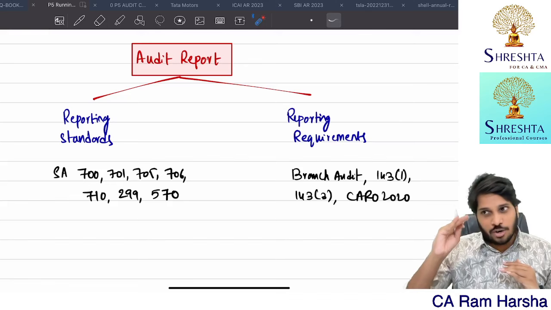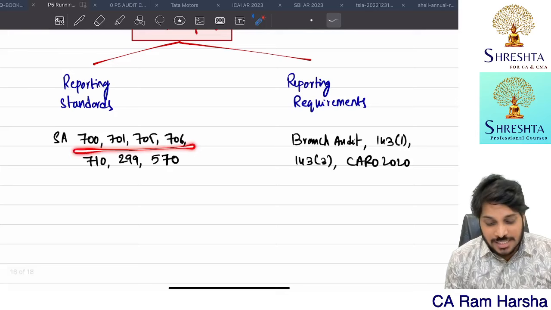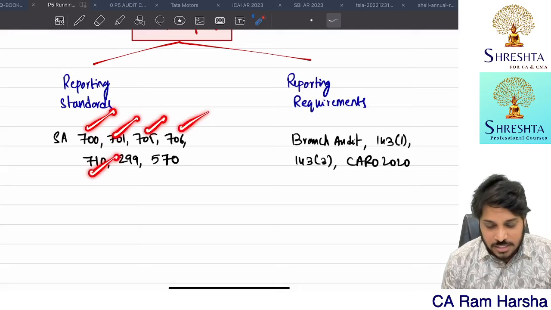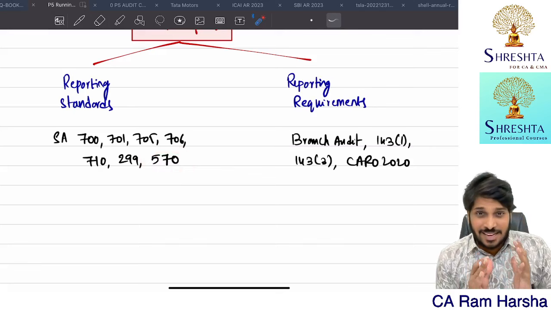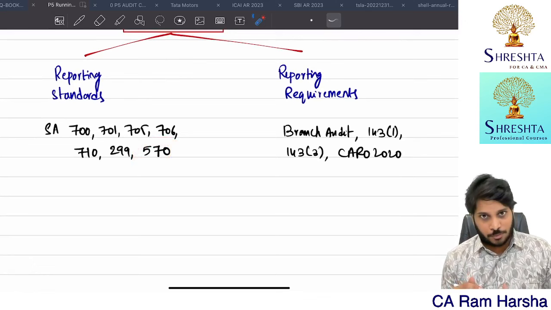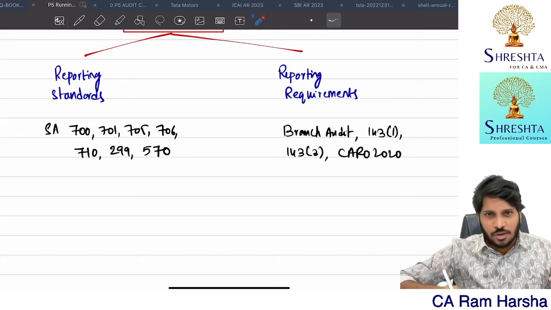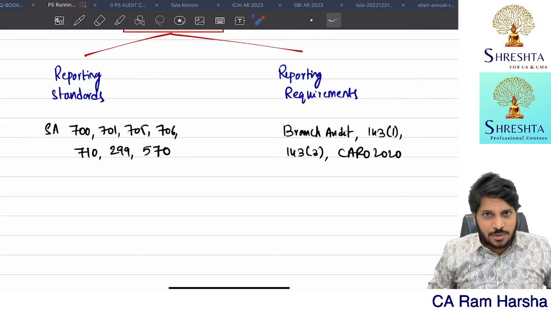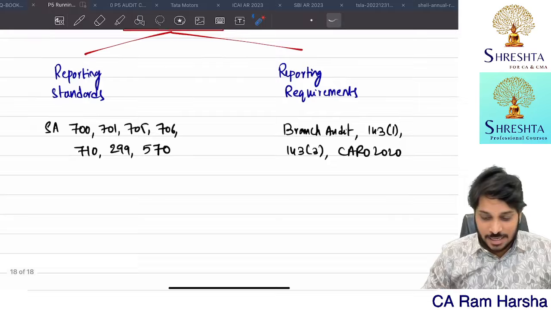Now we have reporting standards. We are going to discuss 7 reporting standards in this chapter: 700, 701, 705, 706, 710, 299, and 570 also. If you look at the index of this book, we have kept 570 under the completion and review chapter, which is the 4th chapter. So it's not there as part of the 3rd chapter content, but it is there in the next chapter. Anyhow, within this chapter itself, I will explain 570 also. That's it. Now, without any delay, let's enter into this audit report.